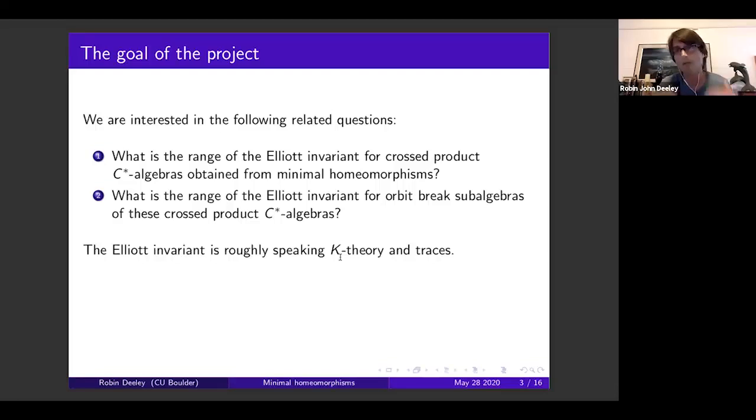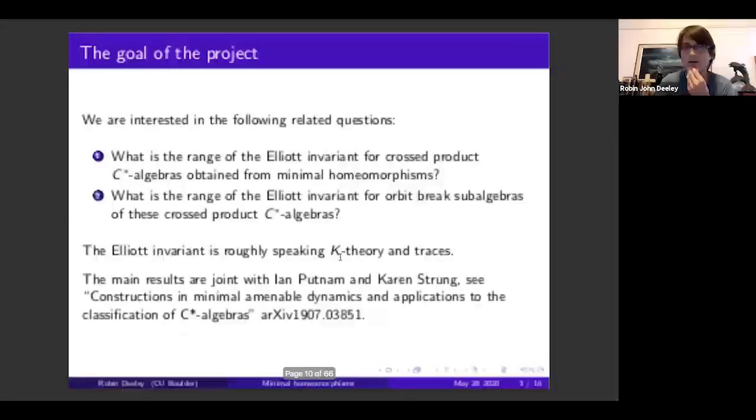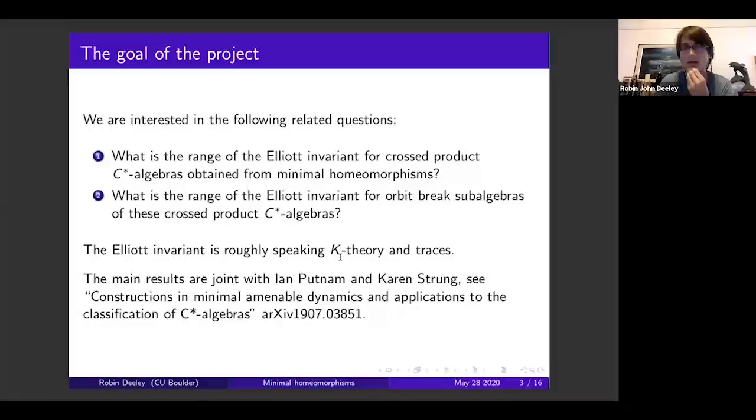There are better results in the paper. The paper's right here. Like I mentioned, I was going to put it up there. So it's on the arXiv. Everything's with Ian and Karen. And the other thing I wanted to mention is some of it relies on some previous stuff, but if you want to see these results that I'm talking about now, you can look there.